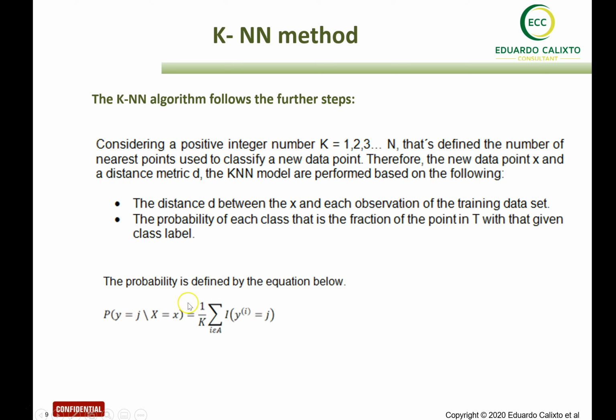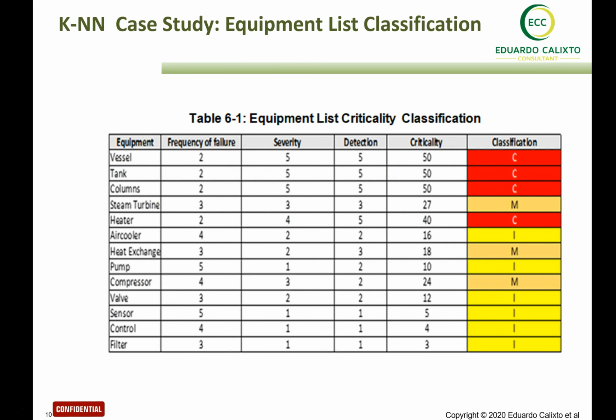The K nearest neighbor can also apply the probability of one point belonging to a defined class. There's a conditional probability, defined based on this equation here. So depending on the number of classes that you have and the K that you want to compare, the probability will be computed by also considering the distance between the points.